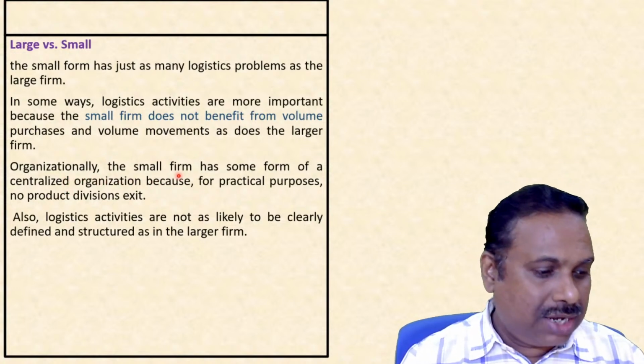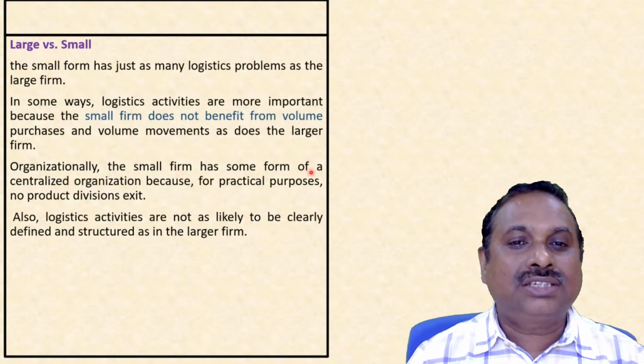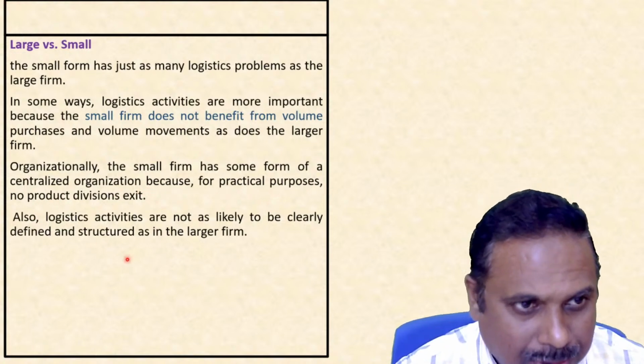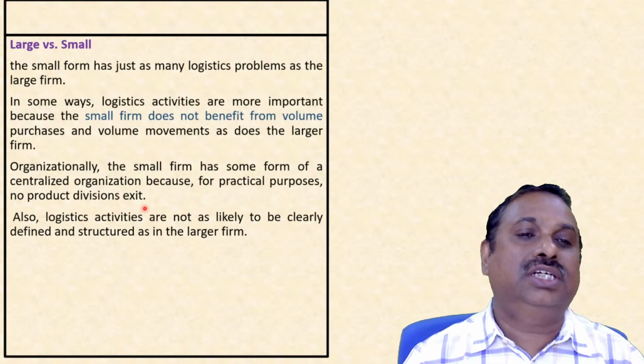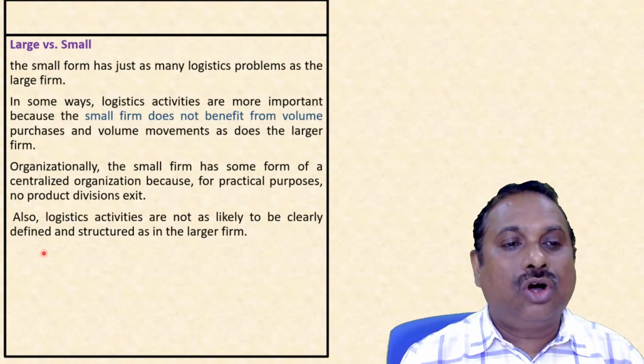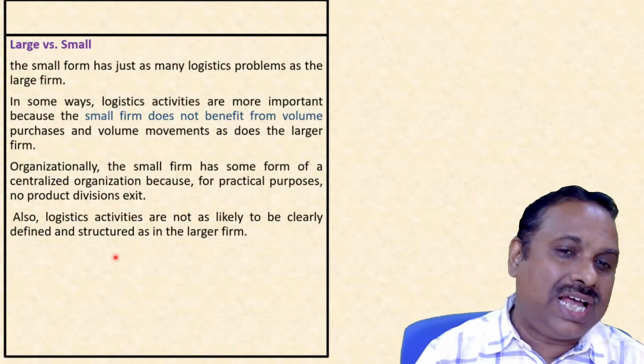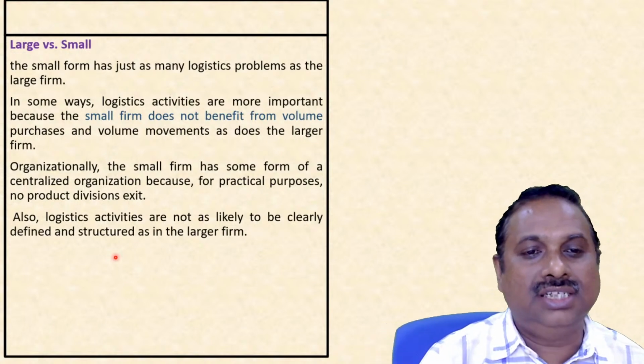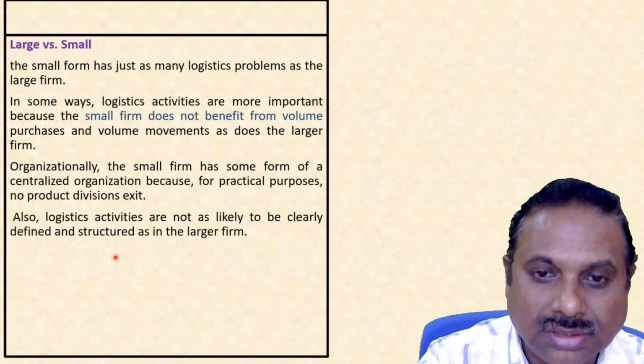Organizationally, the small firm has some form of centralized organization because, for practical purposes, no product divisions exist. Also, logistics activities are not as likely to be clearly defined and structured as in a larger firm.